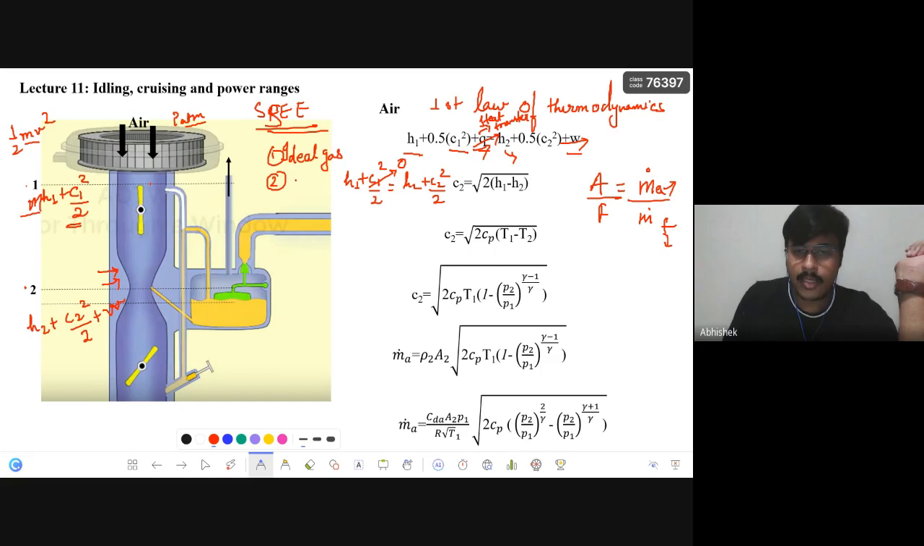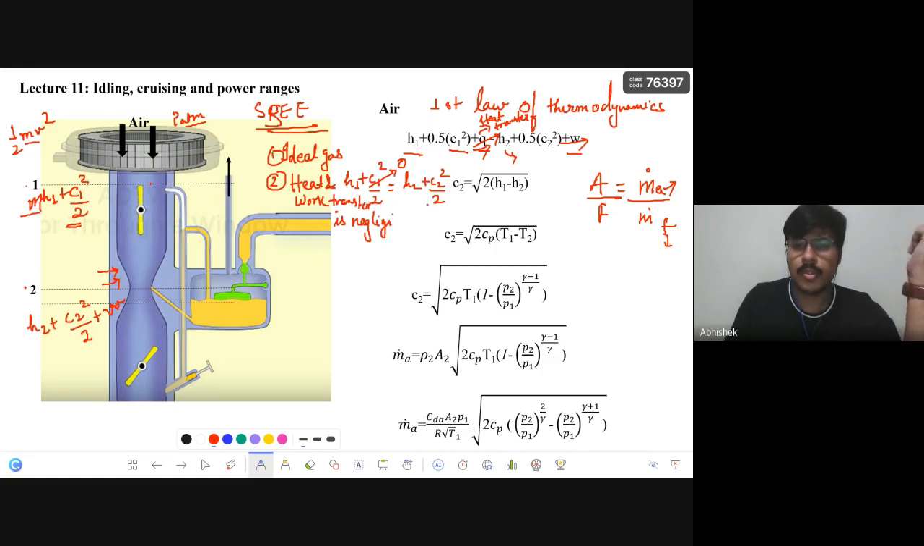Next, our next assumption was that heat transfer and work transfer are negligible or 0.